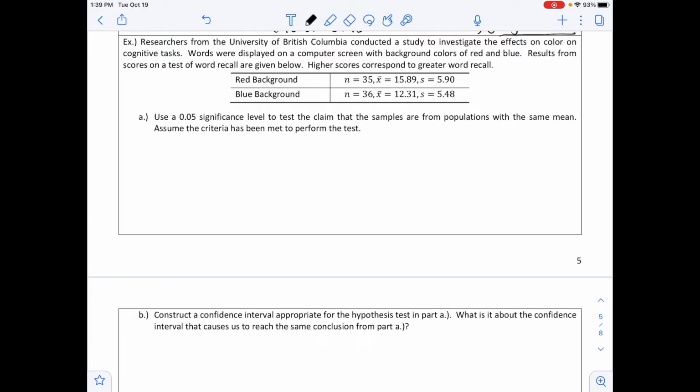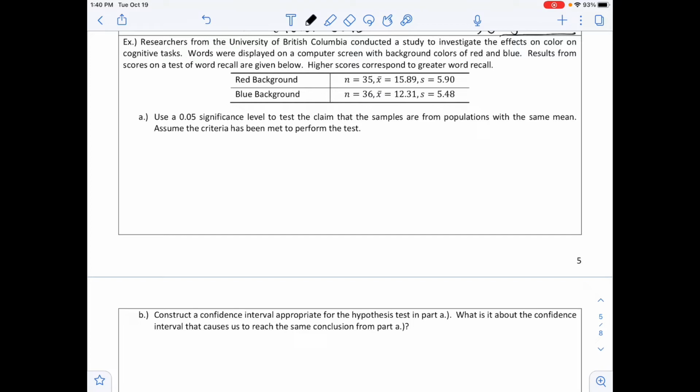The next example says, researchers from the University of British Columbia conducted a study to investigate the effects of color on cognitive tasks. Words were displayed on a computer screen with background colors of red and blue. Results from scores on the test of word recall are given below. Higher scores correspond to greater word recall. And so you can see we were given the values for a red background and for a blue background.